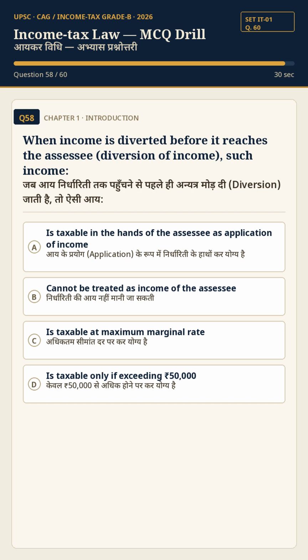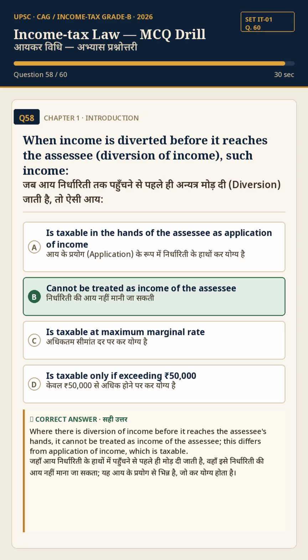Question 58. When income is diverted before it reaches the assessee, such income: Option B, is taxable in the hands of the assessee as application. Option C, cannot be treated as income of the assessee. Option D, is taxable at the maximum marginal rate. The correct answer explanation. Where there is diversion of income before it reaches the assessee's hands, it cannot be treated as income of the assessee. This differs from application of income, which is taxable.